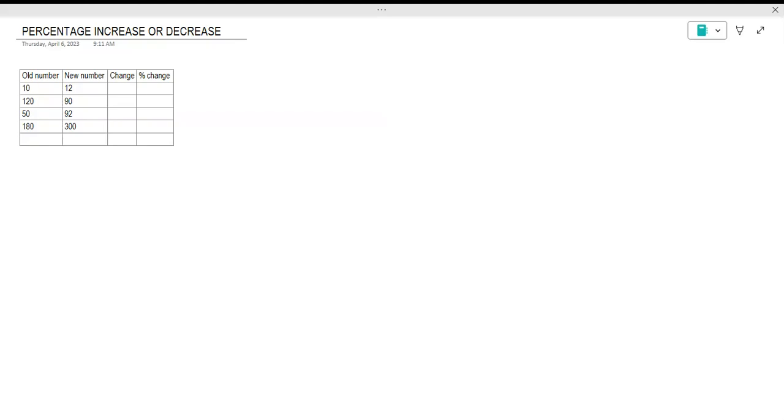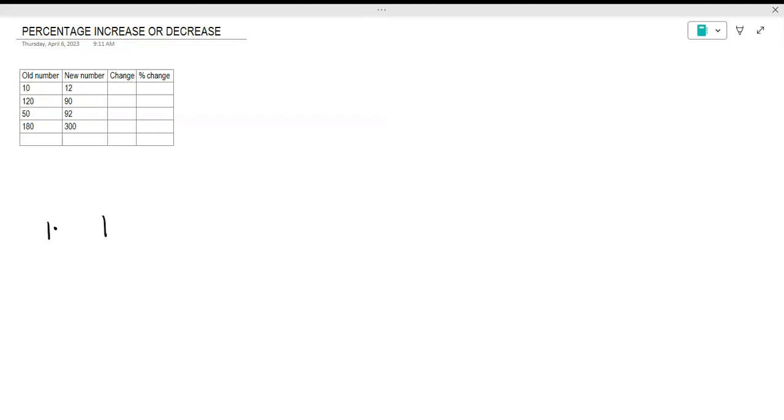All right, so I'm just going to do this one just to give you an idea of percentage increase or decrease again, and then do more exercises. So let's start with this one. So we have the old number and then the new number, change, percent change. So let's try and calculate this. Start with the first one.